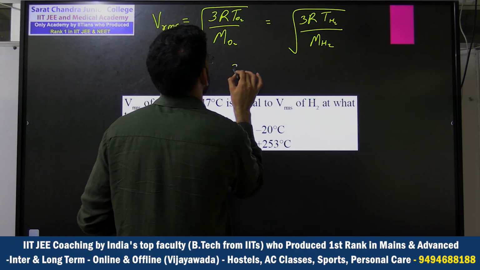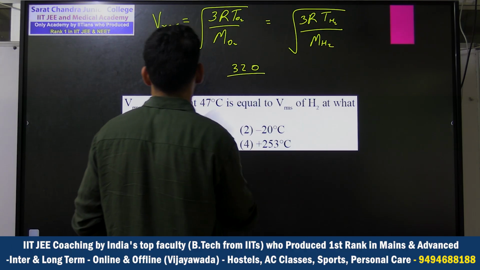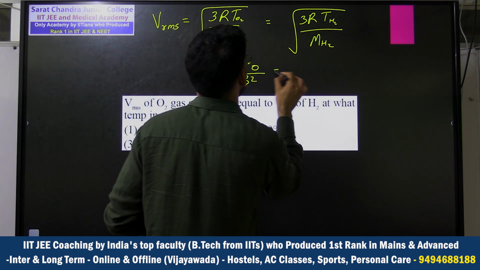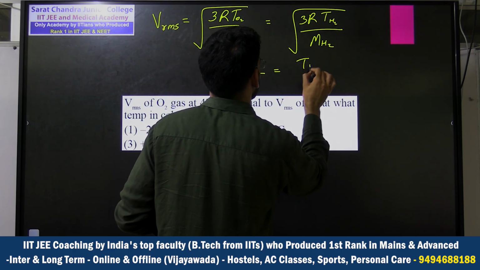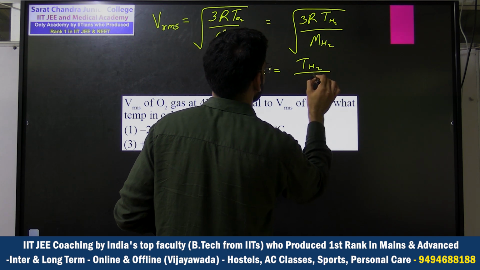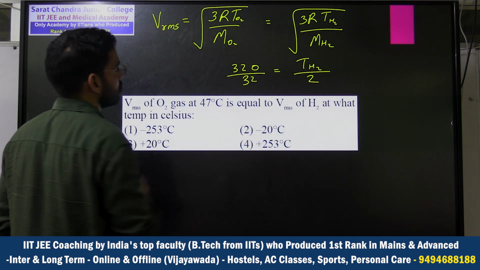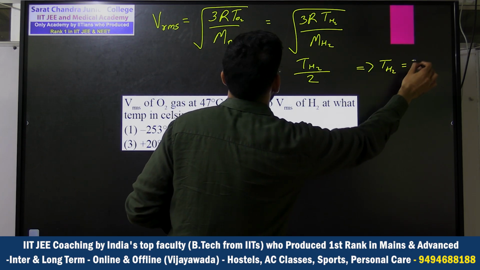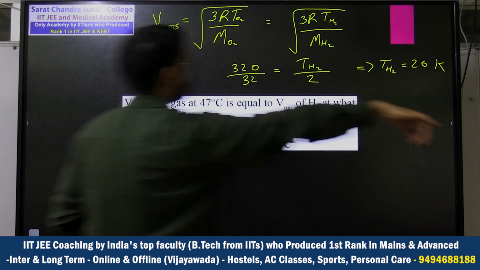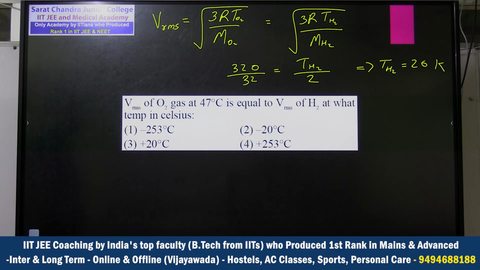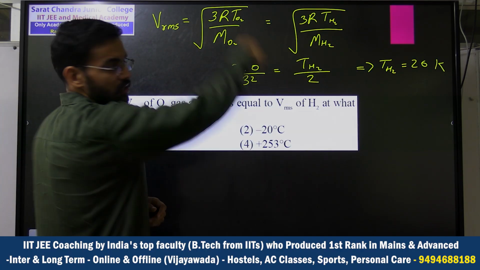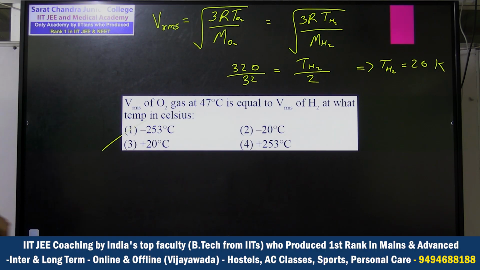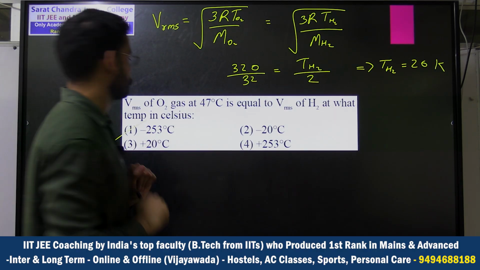So 320 divided by the molecular mass of O2. O2 means 16 times 2, that is 32. This will cancel out. The temperature of H2 that you want to find, divided by the molecular mass of H2, which is 2, right? So this will come to 20. T of H2 came to 20. This is in Kelvin, right? So degree centigrade means minus 273, so 20 minus 273 is minus 253. So first option. Clear? Next.